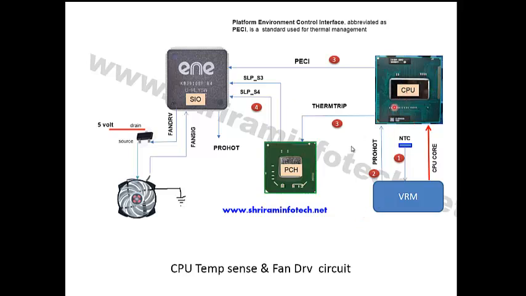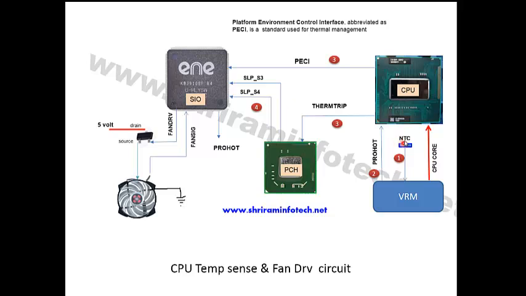Suppose this is a CPU, this one is a PCH, this one is a SIO, and here is a fan. In a laptop the fan basically works on 5 volt, in a desktop it works on 12 volt. So first, there are two cooling systems where the CPU detects temperature from two sides.